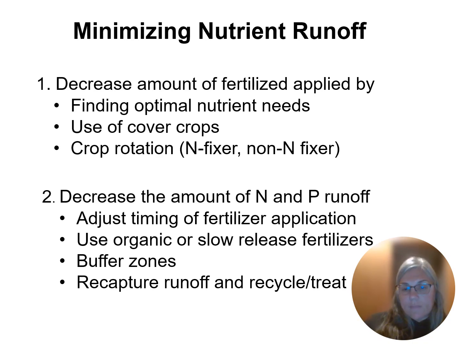Also, we have this idea of buffer zones. So they grow trees and shrubs and prairie plants in between the agricultural fields and then the aquatic systems. So when you get nutrient runoff, it's going to hit that little forest or shrubland area. Those plants can take it up to minimize how much is going into the river system. And then the other that can happen too, maybe a little bit more extensive, is this idea of recapturing runoff and recycling it and treating it and then maybe using it as a fertilizer again.